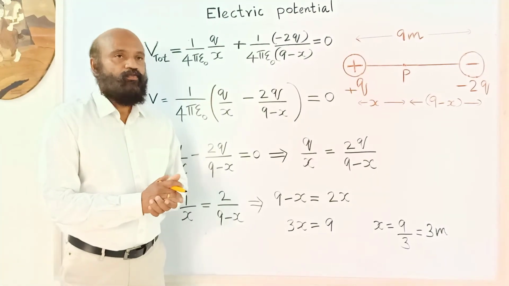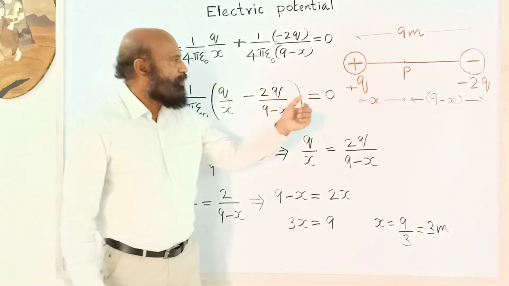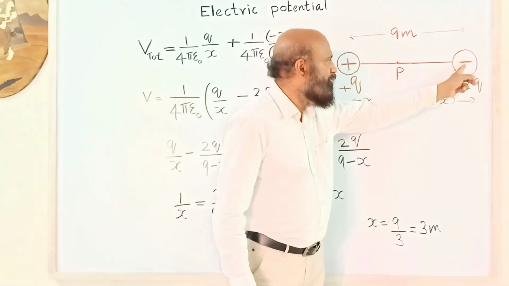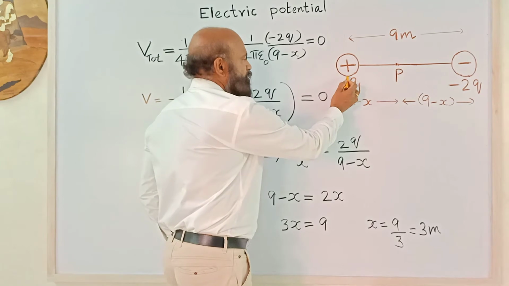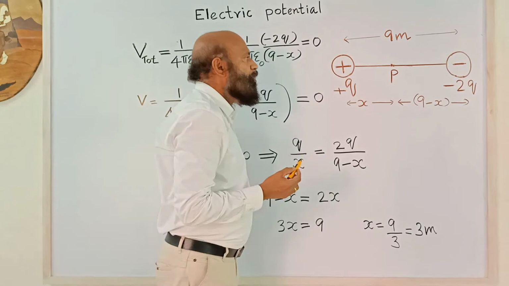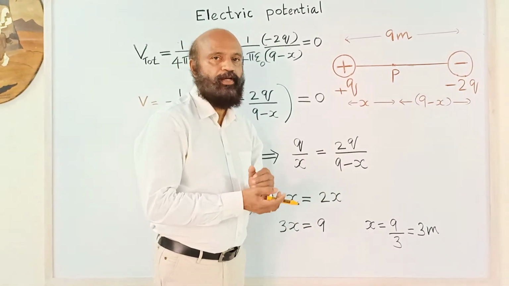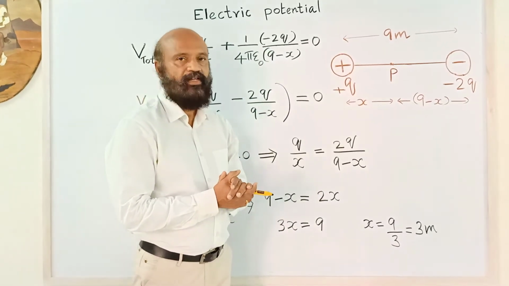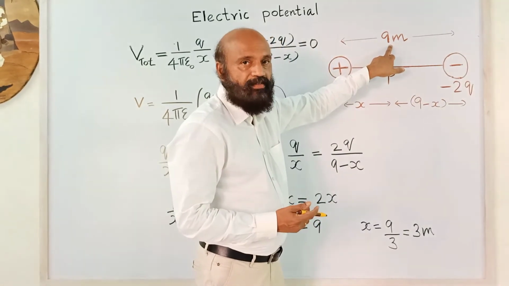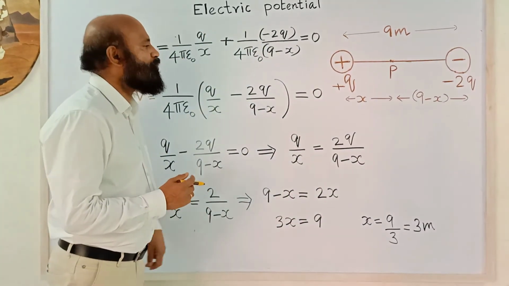Now let us see one more problem based on the concept of electric potential. In this problem, there are two charges. One is positive, the other is negative. One charge is of magnitude Q, the other is 2Q. Now we have to find out the point at which potential is becoming 0. That's the question. The charges are separated by a distance of 9 meters. We have to find out the point at which potential will become 0.